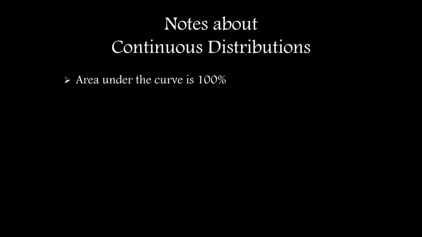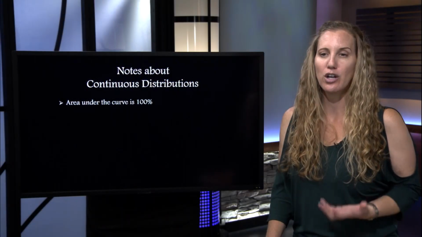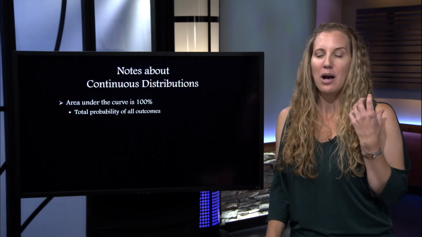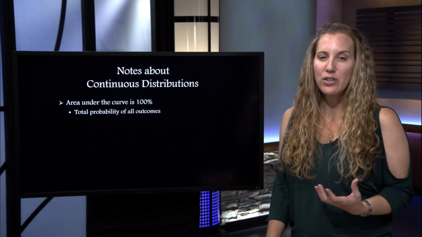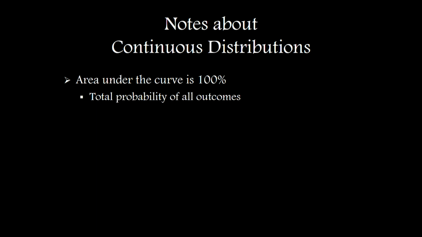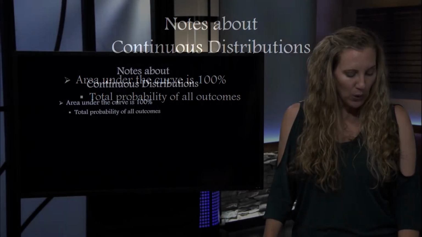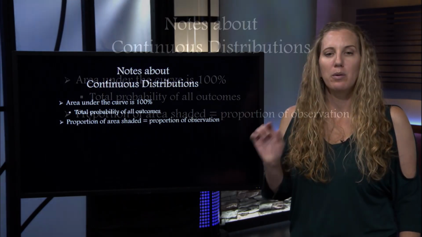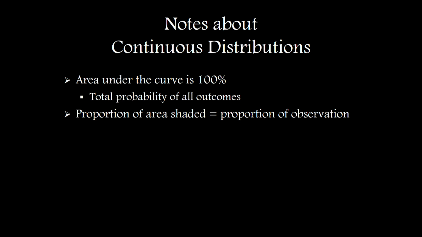First of all, the area under the curve is 100%. If you look at that nice, beautiful bell-shaped curve, underneath the curve is 100%, and our job is to figure out the proportion that is shaded. The area under the curve is 100% because that is the total probability of all possible outcomes. What we're looking for, though, is that shaded area, so we have to figure out what proportion of the curve has been shaded.